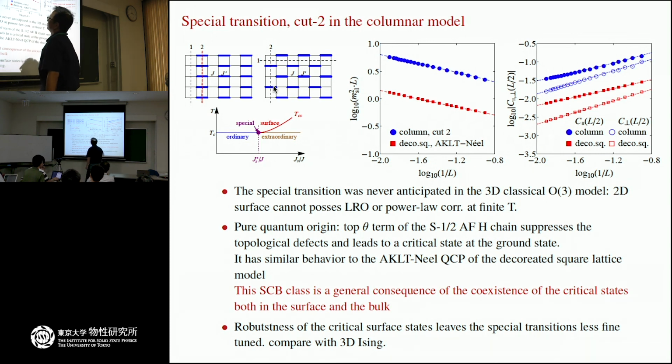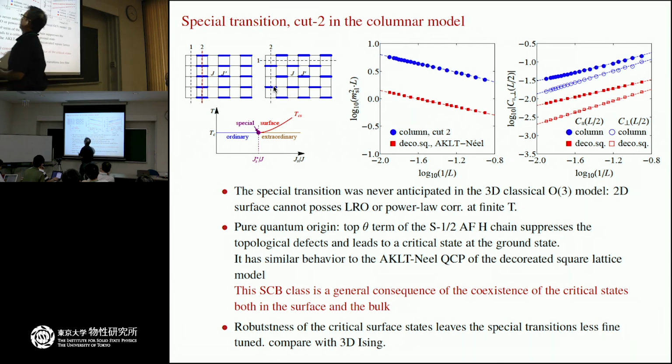The difference is that above Tc in the corresponding quantum model, you always have the critical correlations of the Heisenberg chain at the edge, right? Whereas in the classical case, it's a completely disordered phase at high temperature. Yeah. It depends on where you cut.